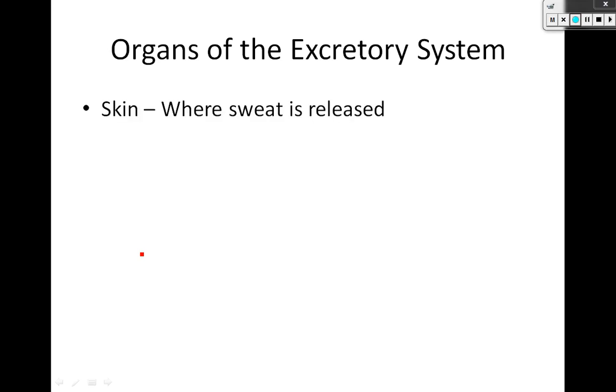So the first one is skin. So the reason skin is part of the excretory system is because it's where sweat is released from the body. So sweat comes out all over your skin, and it brings with it some dissolved minerals, sometimes a few toxins, but the skin, the reason it's part of the excretory system is because that's where your sweat is released.